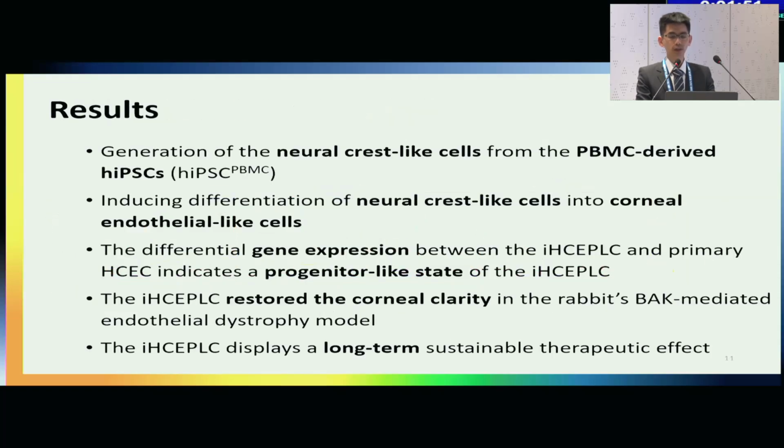Now let's overview the results. We generated neural crest cell-like cells from the PBMC-derived human iPSC and differentiated them into corneal endothelium-like cells. The differential gene expression between the iCEC-PLC and the primary HCEC indicates a progenitor-like state of the cells. And the iCEC-PLC restore corneal clarity in the rabbit's BAK-mediated endothelium dystrophy model. And the iCEC-PLC displays a long-term sustainable therapeutic effect.